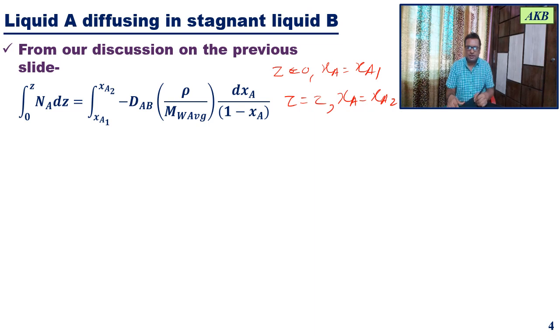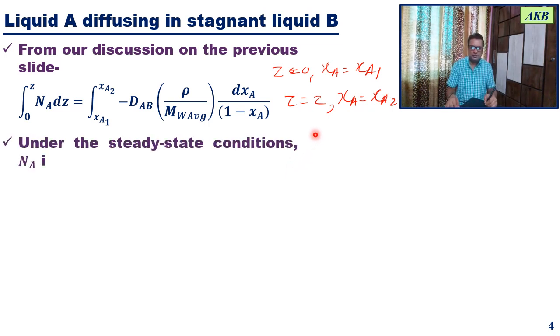So it is integration from 0 to z of Na dz is equal to integration from xa1 to xa2 of minus dAb rho upon MW average dxa upon 1 minus xa. Now, under steady state conditions, next we are trying to find out the constant terms. So under steady state conditions, Na is constant. It is not changing with respect to time.